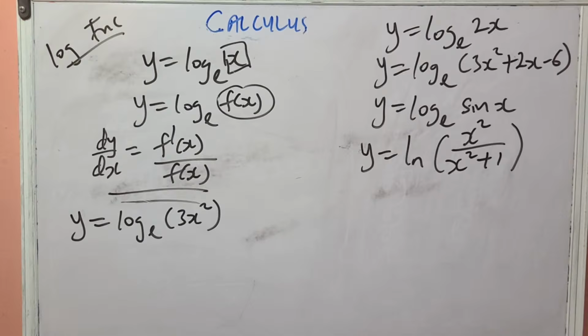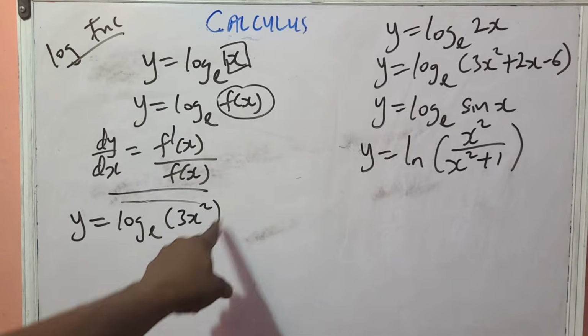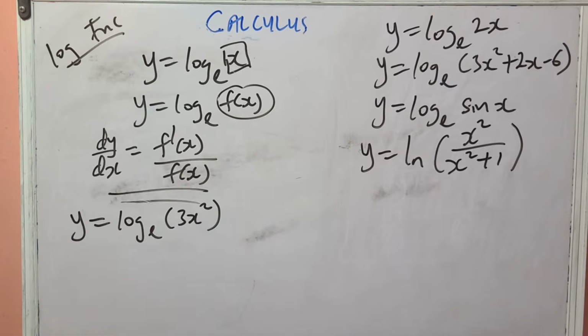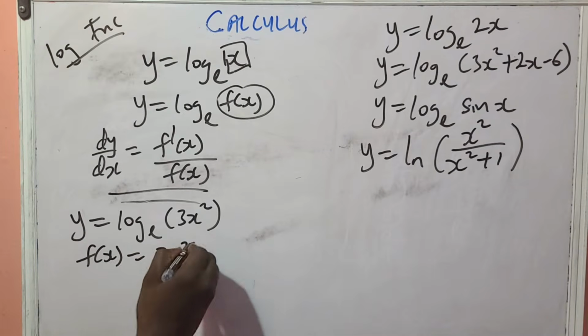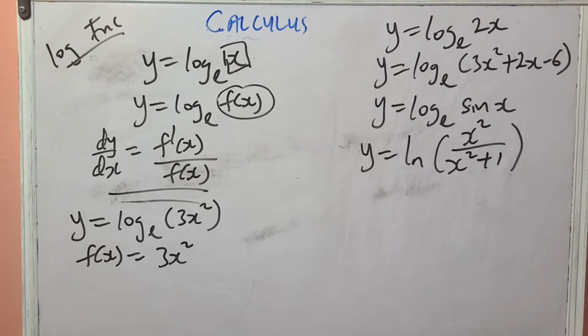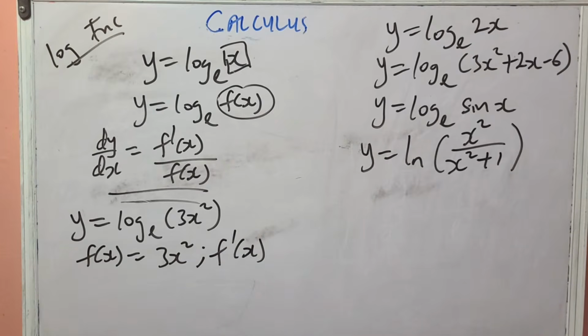So what are you going to do? There's only one thing you have to do first, and that's to identify your f(x). Your f(x) is always whatever your logarithm was. That's in this case 3x squared. So my f(x) now is equal to 3x squared. All right. So if f(x) equals 3x squared, what's going to be my derivative of my f(x)? My derivative here is obviously going to be 6x, right? So what's going to be my dy/dx of this?